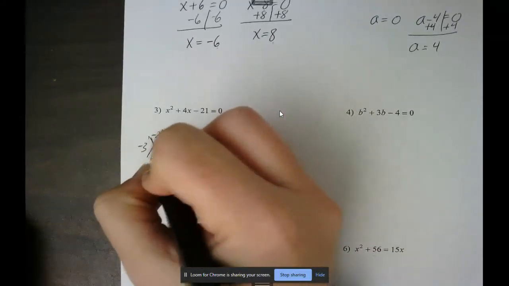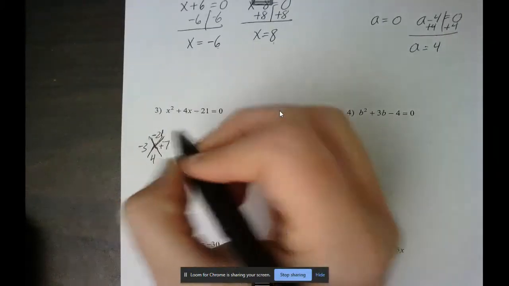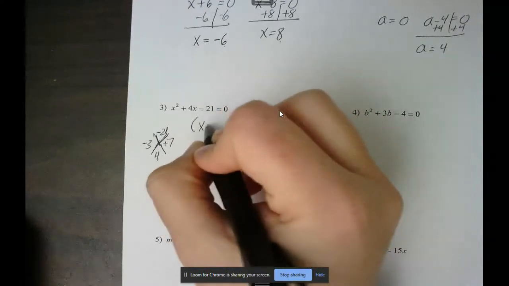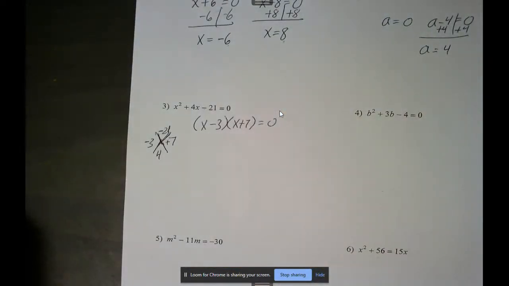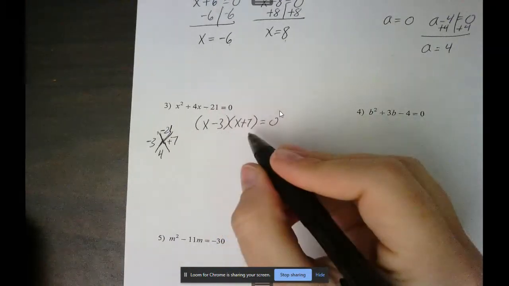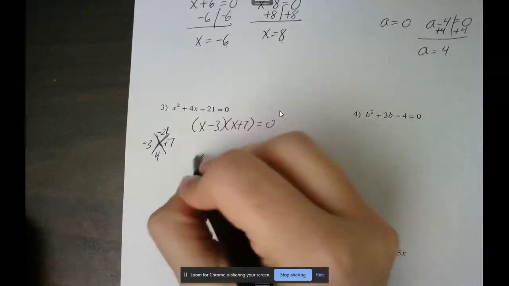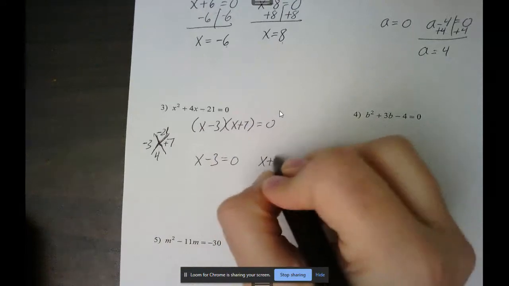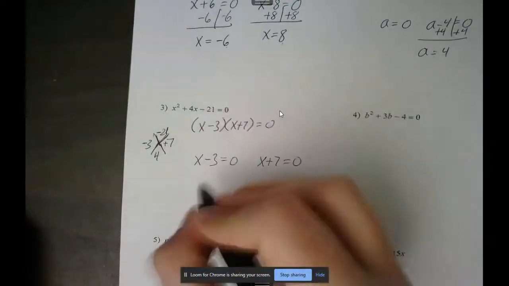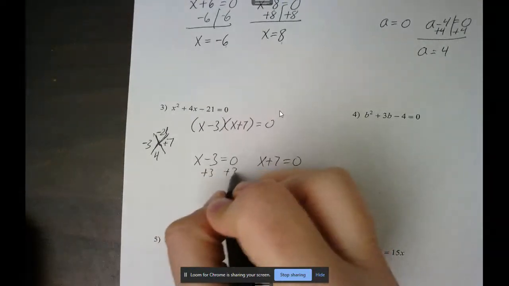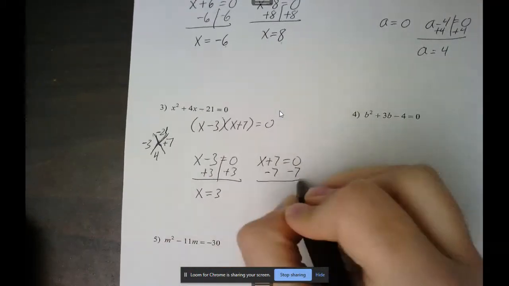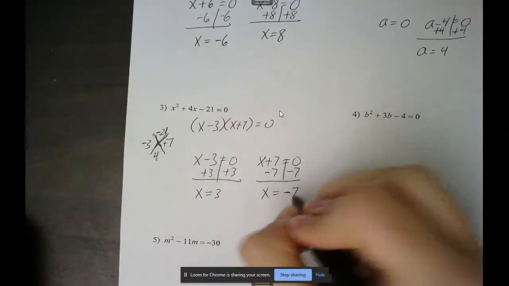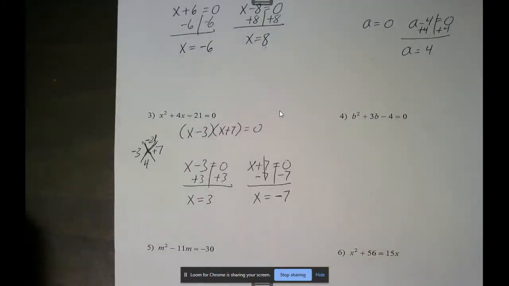Okay, and it's good that you said that the 7 needed to be positive so that it could add up to a positive 4, right? So that means I'm going to rewrite this as x minus 3 and x plus 7. And then set it equal to 0. Okay? From there, we're going to treat it just like we did number 1. Either one of these can be 0. Doesn't matter which one. So I set each one equal to 0. X minus 3 equals 0. X plus 7 equals 0. And then when I solve for those, I get x equals 3. When I subtract 7, I get x equals negative 7. So those are my two solutions here.